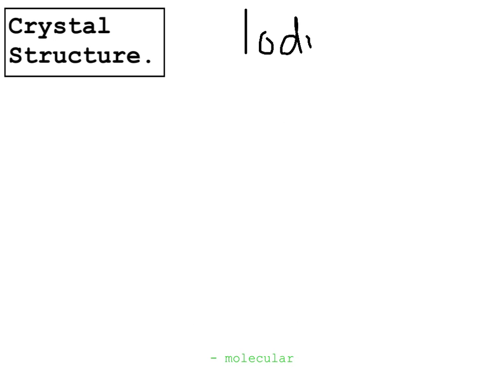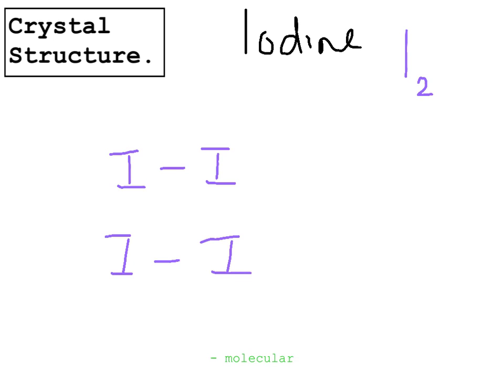So first let's talk about iodine. So iodine is I2, and is held together just by weak van der Waals forces. So this means that it has a very low melting point and boiling point. If you heat iodine very, very gently, it'll turn into a purple vapour very easily.